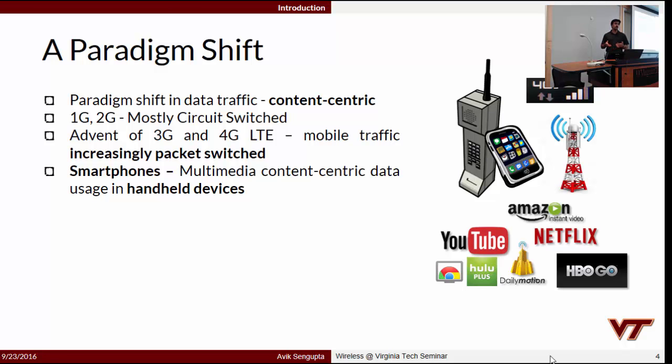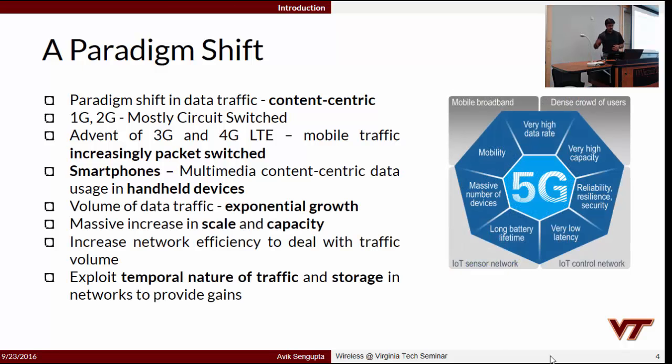And smartphones have led to a big change in this pattern since multimedia content is distributed heavily on handheld devices nowadays. And I guess this graph right here has replaced the well-known Cisco graph showing how mobile will consume video. 5G is the buzzword nowadays, so I also put a 5G graph here, and IoT is another buzzword. And all these things contribute to the content-centric nature of traffic. And as we know, it's going to be an exponential growth in traffic. There is a massive increase in scale and capacity of such networks, so scaling is very important, as well as the fact that we need to increase the network efficiency to deal with such kinds of traffic.